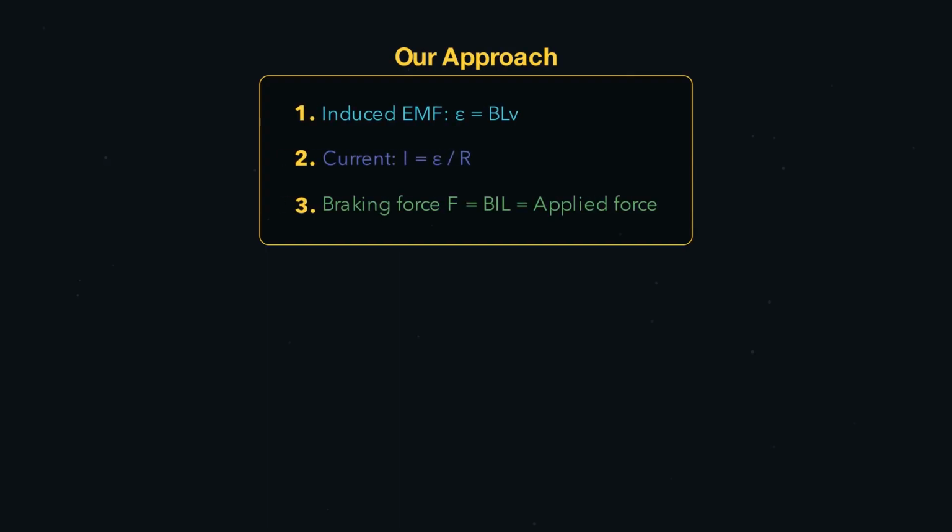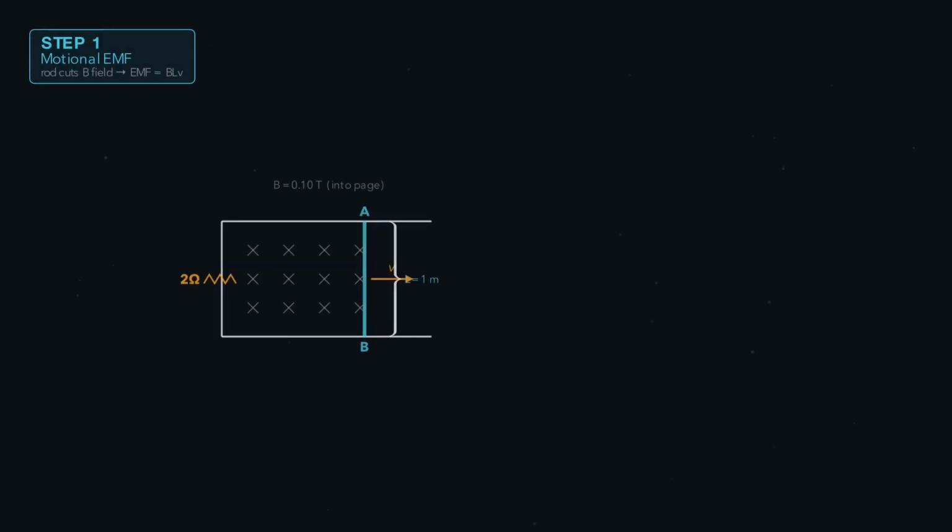Because any conductor moving through a field generates a voltage. Then, we'll calculate the induced current using Ohm's law. Finally, we'll find the magnetic braking force and figure out how to keep it moving at a steady rate, which equals the applied force at constant speed. Step 1. The motional EMF.